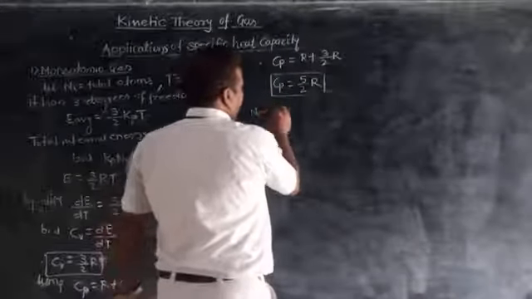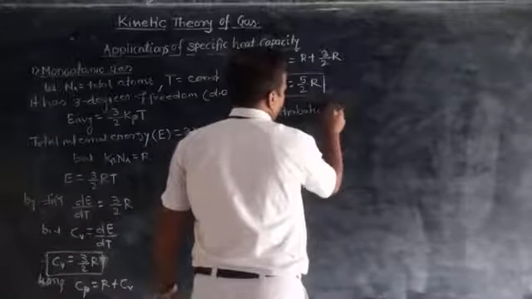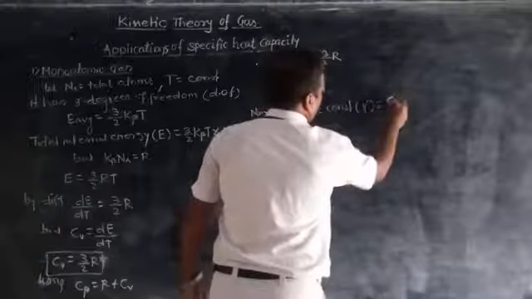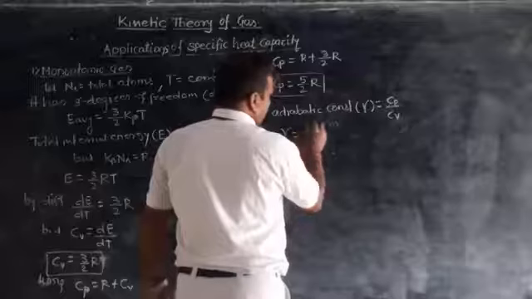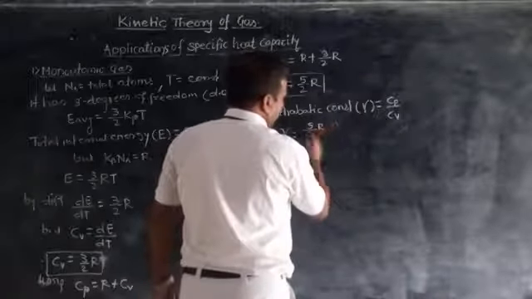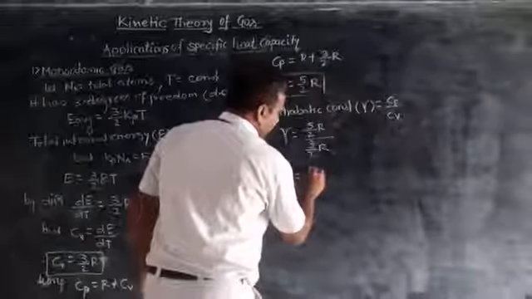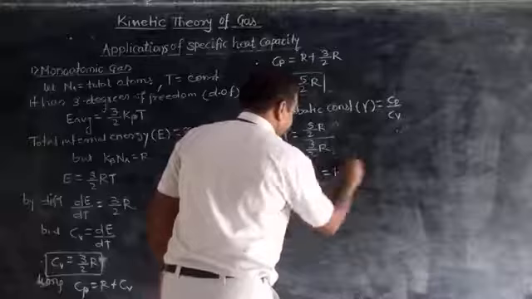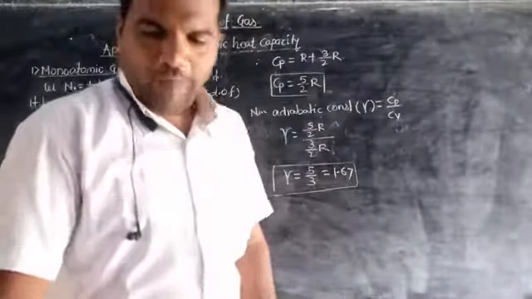Now the adiabatic constant gamma is equal to Cp by Cv, and therefore gamma is equal to 5/2 R upon 3/2 R. It becomes 5/3 or 1.67, and this is nothing but the adiabatic constant for monoatomic gas.